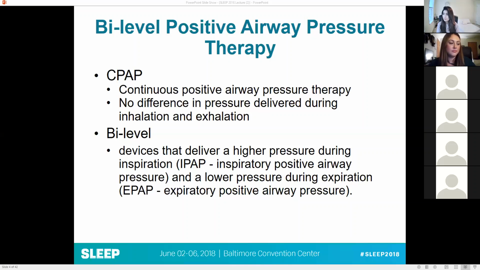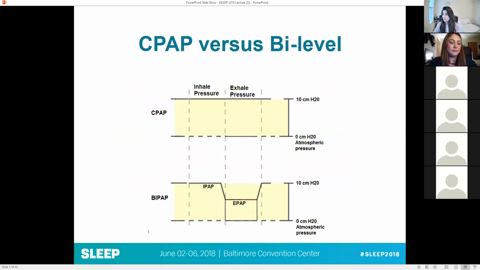But we will use bilevel in other situations because you're not only stenting open the airway, but with that IPAP or pressure support you're giving them, you are augmenting ventilation to an extent. And this shows it graphically: with CPAP, you might dial in a CPAP at 10, and that's the pressure they get whether they're breathing in or breathing out. With BiPAP, you'll have an inspiratory pressure that might be 10, but then an expiratory pressure, which might be 5, 6, whatever. So there's a difference there.